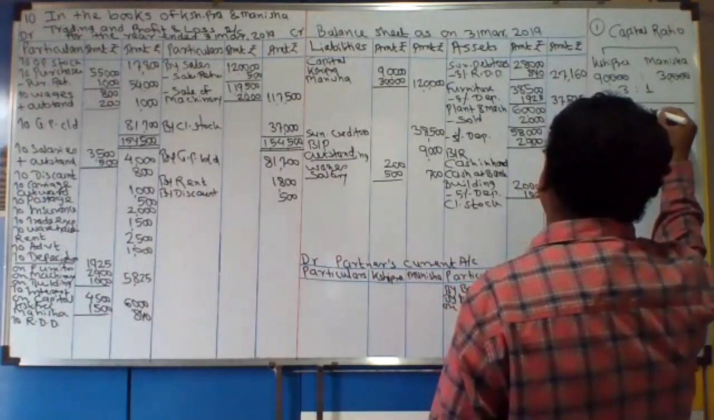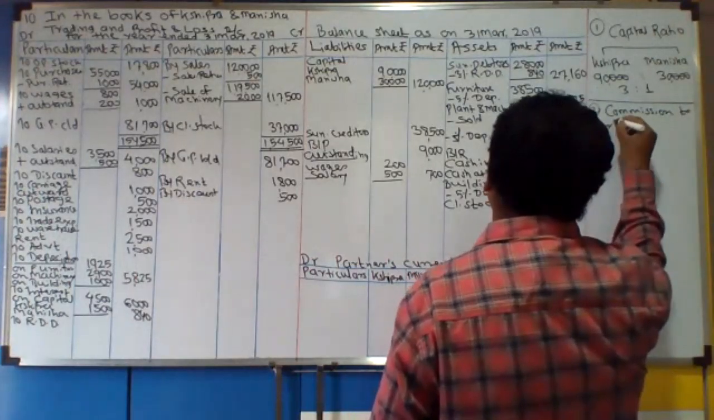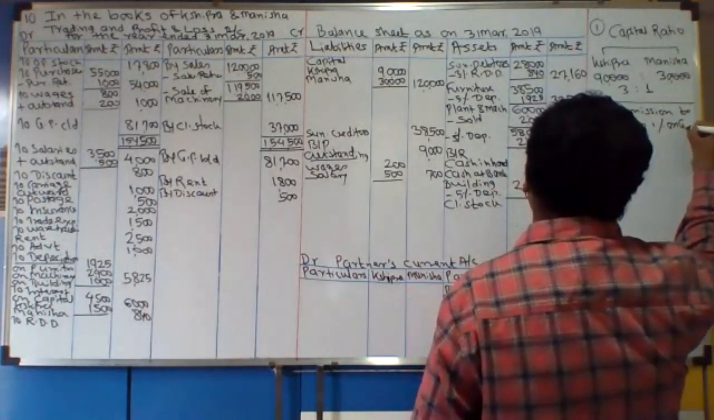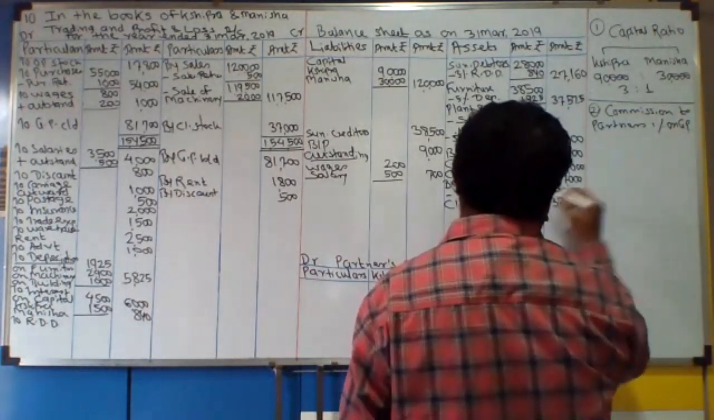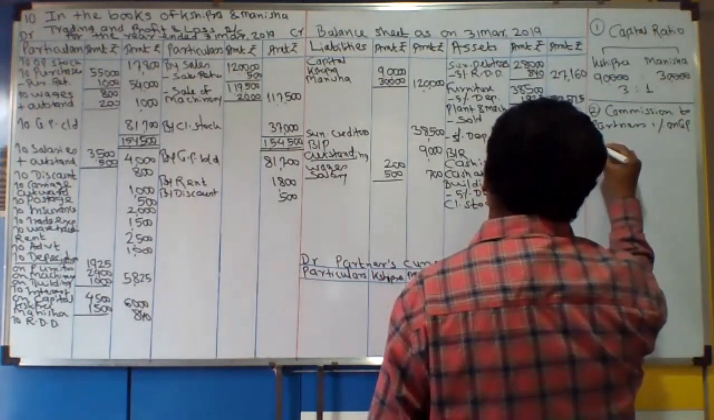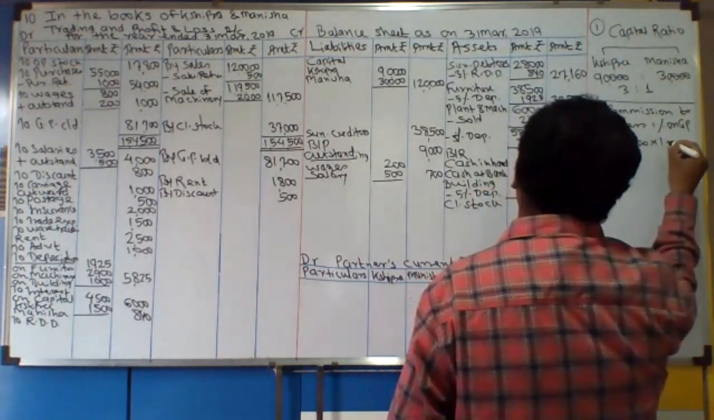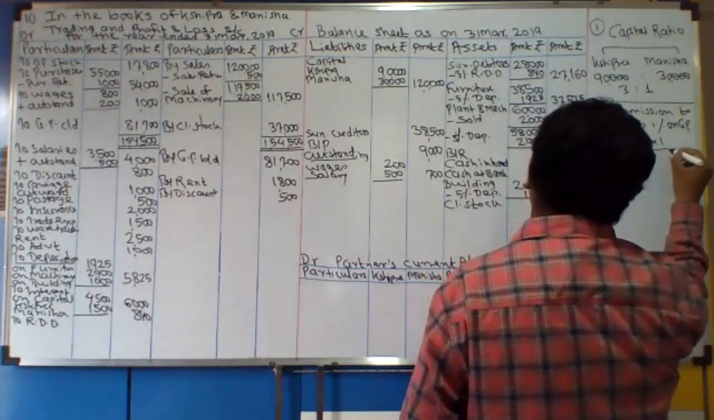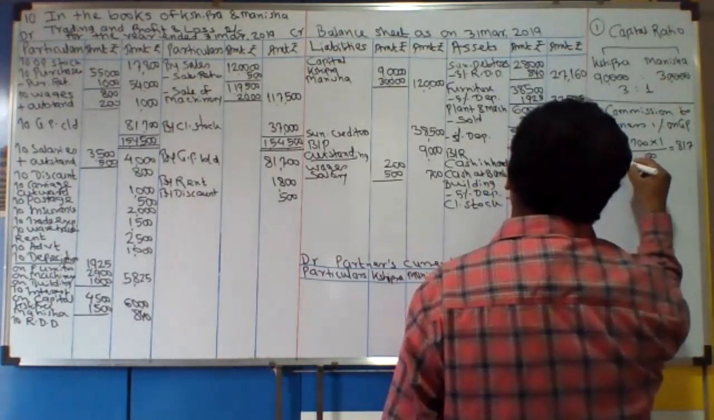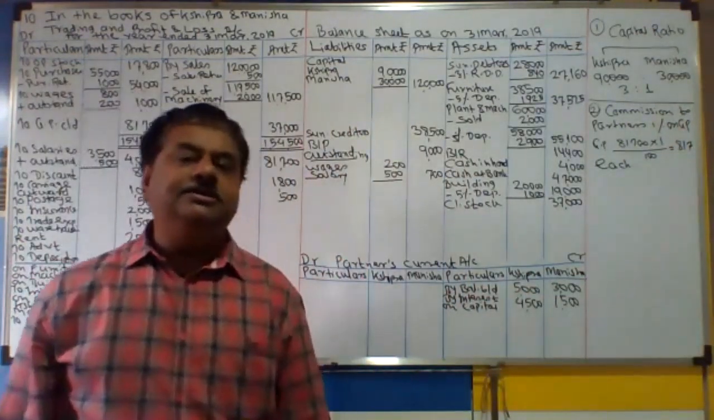Commission to partners. 1% on GP. Okay. So 1% on GP, that is GP is 81,700. What is 1% of this going to be? It is going to be 817 each. Okay. So this is the commission.